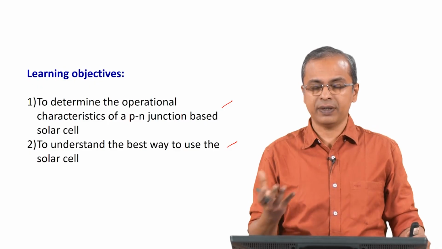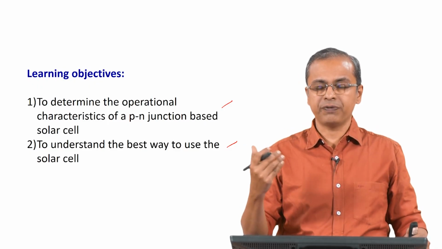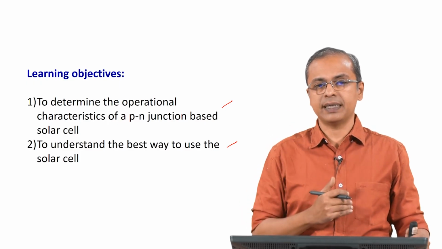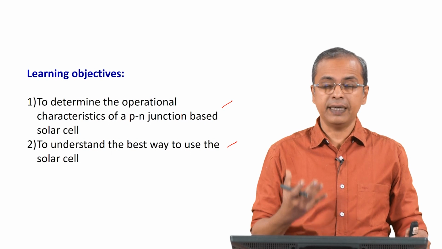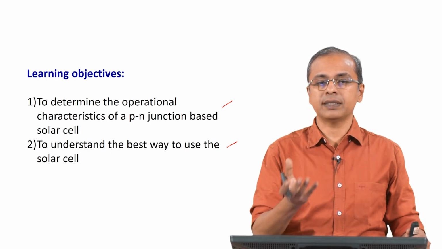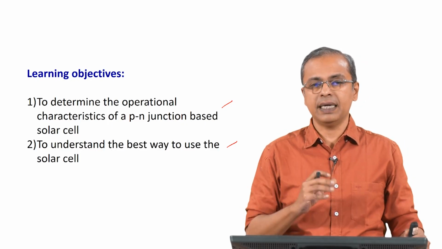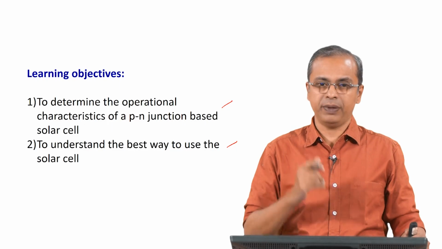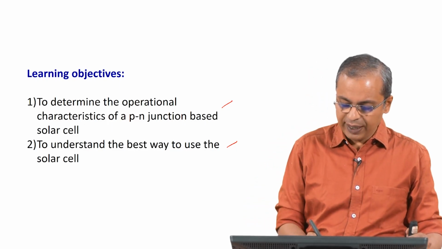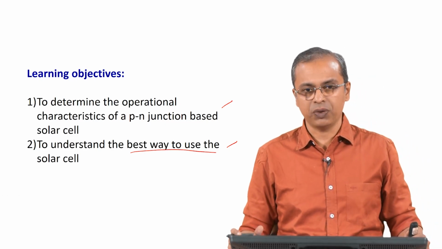So, let us say you have a bright sunny day, you are going to see some behavior. A cloud goes on top of the solar cell for some period of time, and therefore blocks the sunlight a little bit. So, there is going to be a drop in intensity of the sunlight. Then naturally the behavior of the solar cell is going to change. So, how do you understand that behavior, and how do you keep that in mind when you operate the solar cell? These are the kinds of things that we are going to look at when I say what is the best way to use the solar cell. Okay. So, these are the operational parameters that we are going to look at in this class.